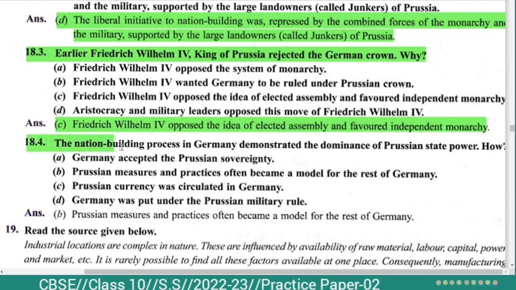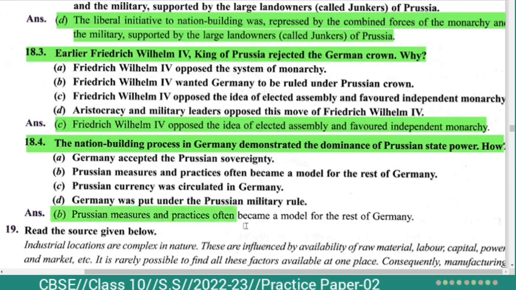Question 18.4. The nation building process in Germany demonstrated the dominance of Prussian state power. How? Option A. Germany accepted the Prussian sovereignty. B. Prussian measures and practices often become a model for the rest of Germany. C. Prussian currency was circulated in Germany. D. Germany was put under the Prussian military rule. Here the correct answer is option B. That is, Prussian measures and practices often become a model for the rest of Germany.